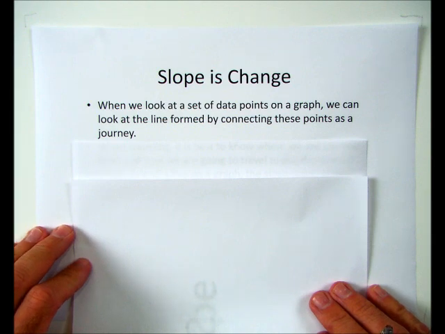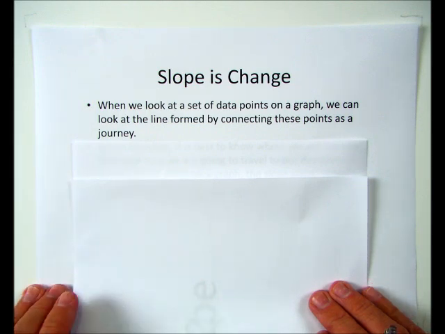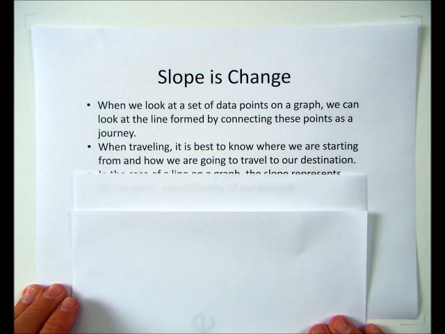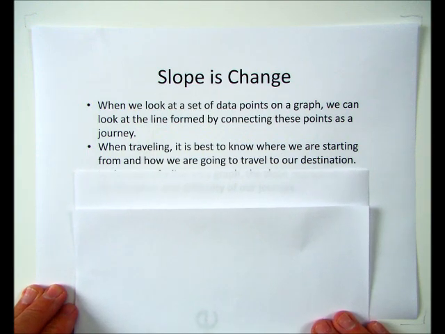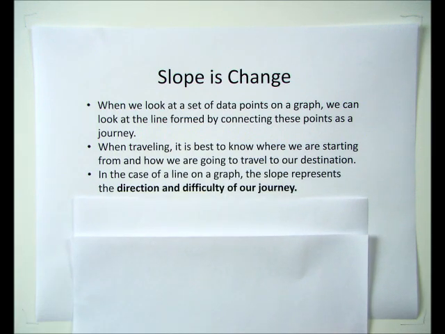Slope is nothing more than change. When we look at a set of data points on a graph, we can look at the line formed by connecting these points as a journey. When traveling, it is best to know where we are starting from and how we are going to travel to our destination. In the case of a line on a graph, the slope represents the direction and difficulty of the journey.